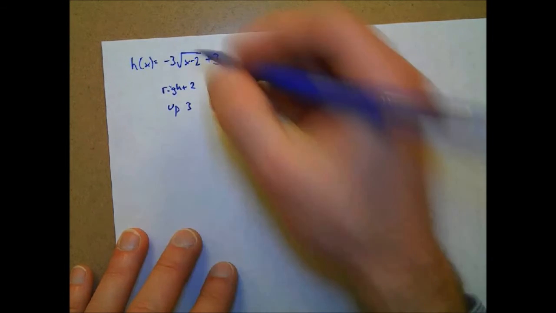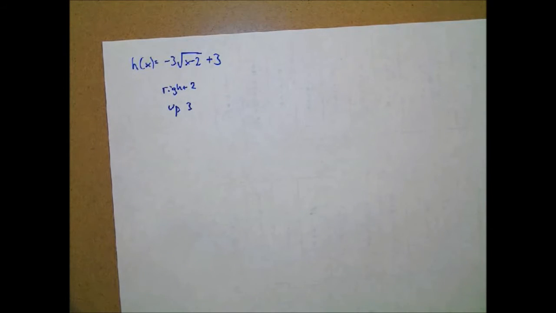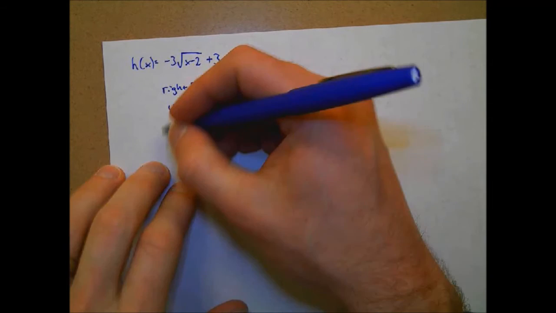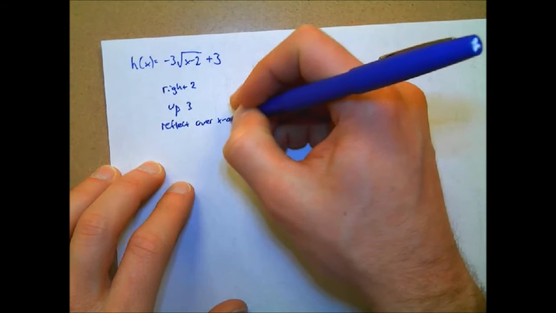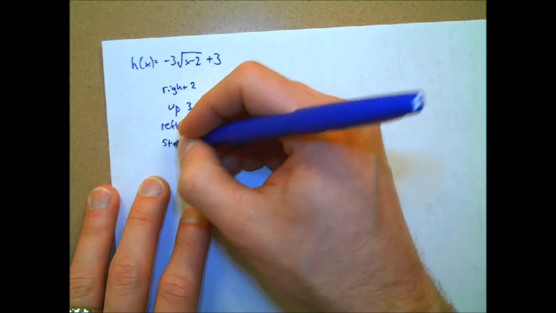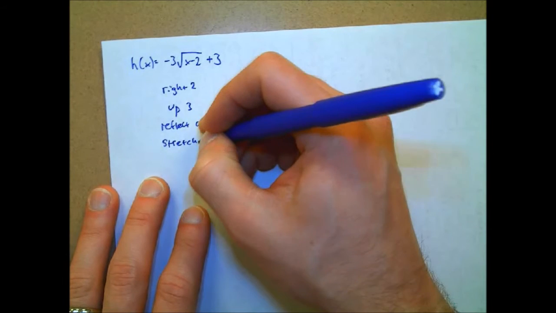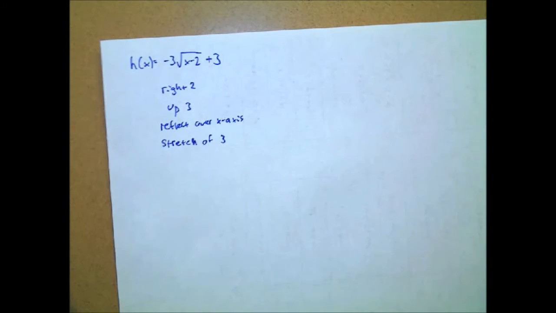Okay. What's that? Stretch 3. So what's the negative going to do? It's going to actually reflect it over the x-axis. Reflect over x-axis. And then it'll actually be a stretch, because that number 3 is more than 1, right? So it's going to make it stretch by 3 as well. Okay, so we'll see what that looks like here.